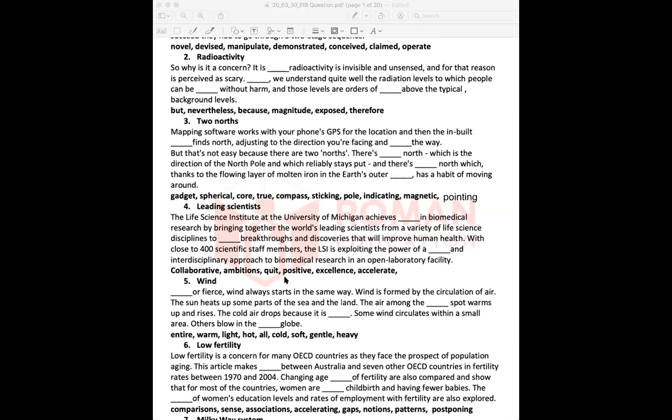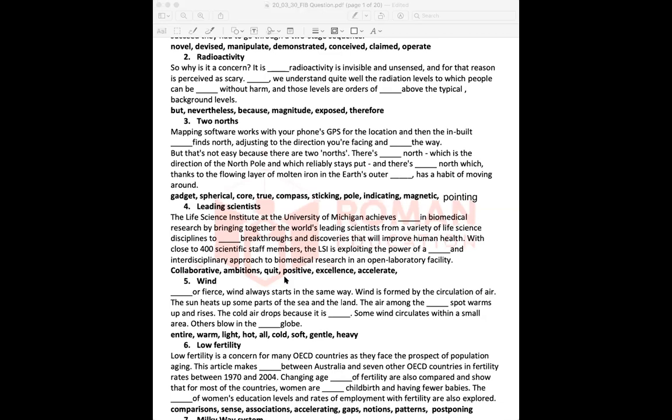So how do I know whether it's collaborative or positive? Because both are possible answers. Positive approach is also possible. Collaborative approach is possible. This is a typical situation. And what it means is your examiner is actually asking you to understand not just the words around the gap, but actually the context itself. Because sometimes two or more words in the options can be possible, but because of the context, only one of them will make sense.